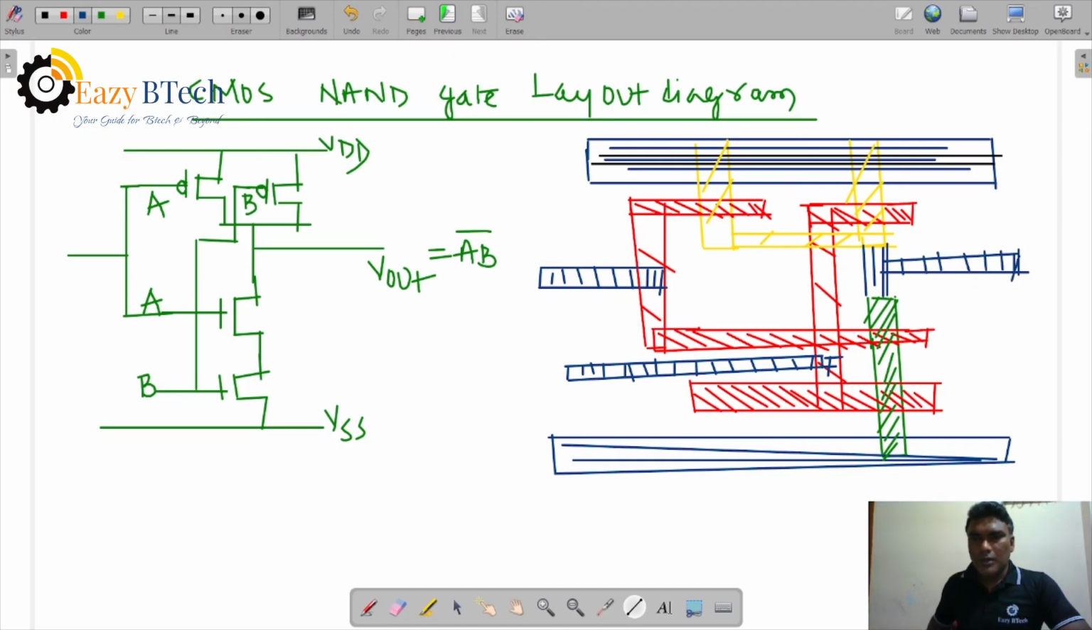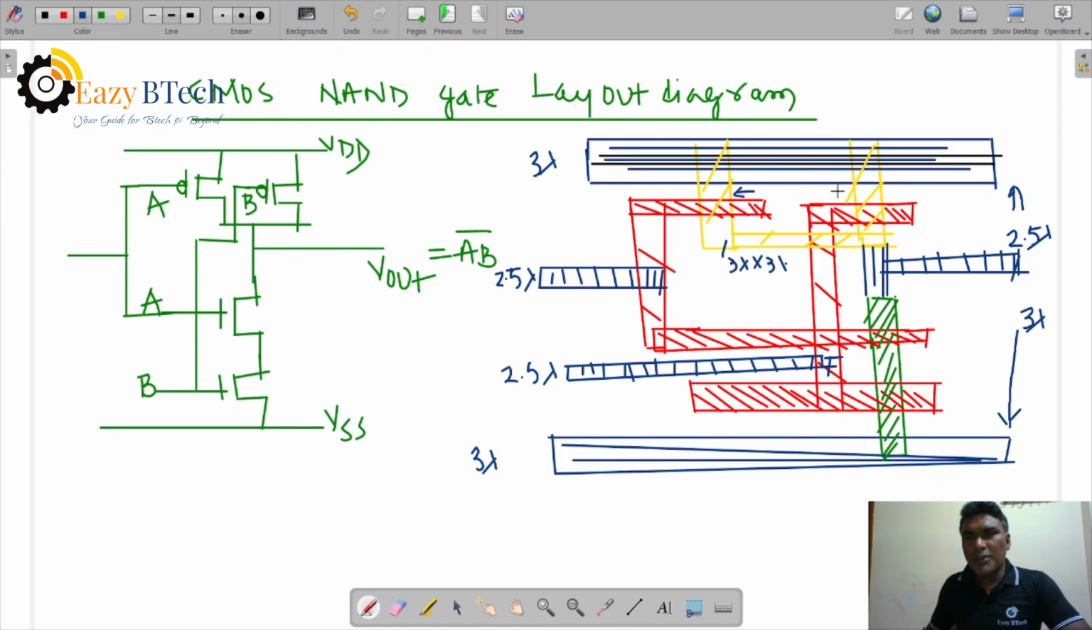Right? So let us represent the dimensions. Metal 1 is 2.5 lambda. Input terminal, this is the output terminal, 2.5 lambda. Now metal 2 is 3 lambda. This is also 3 lambda into 3 lambda. The minimum separation from here to here is 3 lambda. So P diffusion to P diffusion separation is 2.5 lambda.